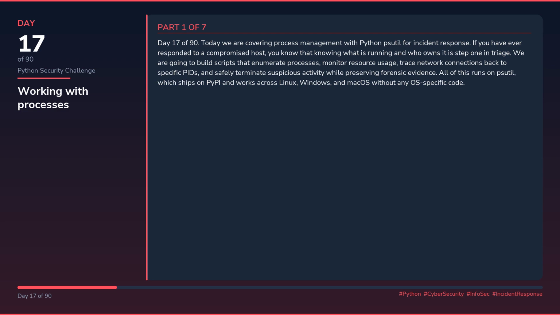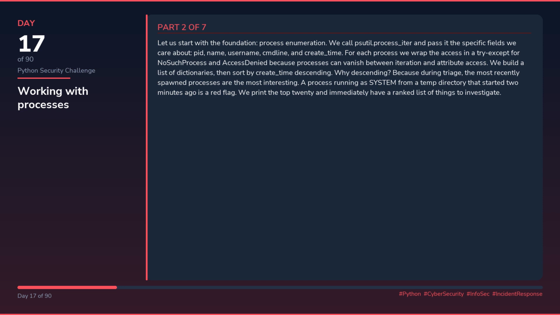All of this runs on psutil, which ships on PyPI and works across Linux, Windows, and macOS without any OS-specific code. Let us start with the foundation, process enumeration. We call psutil.process_iter and pass it the specific fields we care about: PID, name, username, command, and create_time. For each process we wrap the access in a try/except for NoSuchProcess and AccessDenied, because processes can vanish between iteration and attribute access.